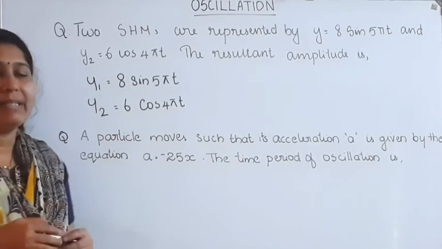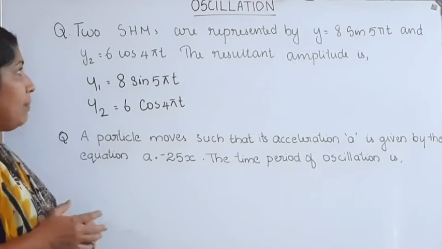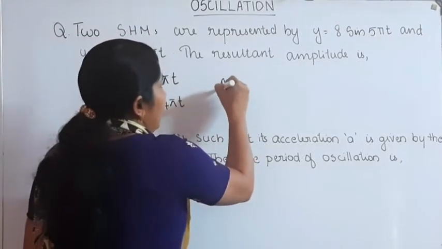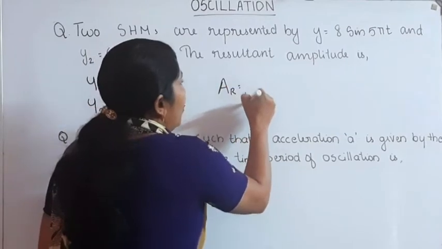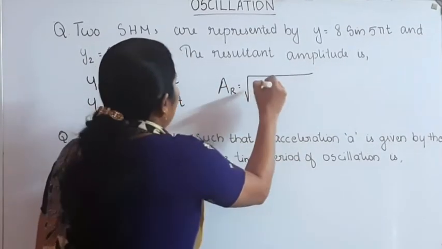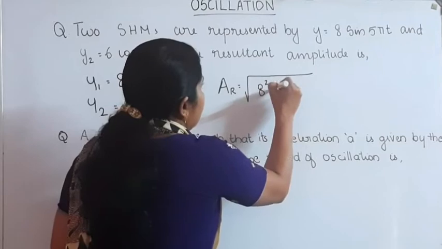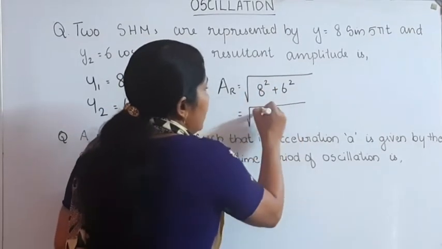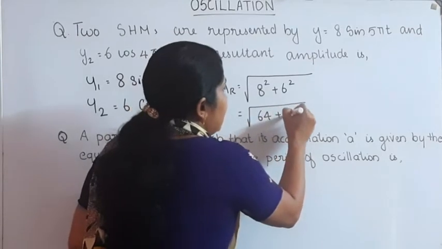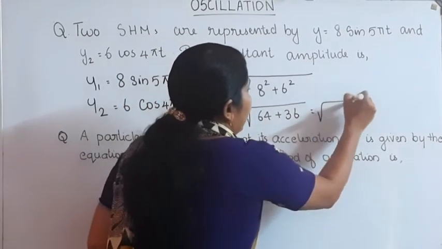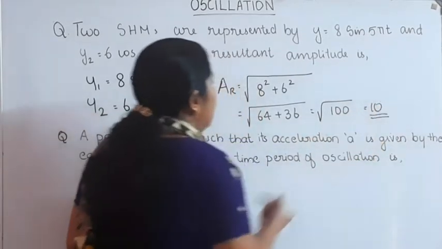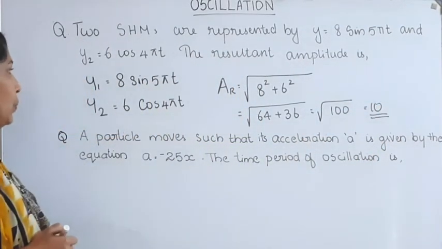So what about the resultant amplitude? Resultant amplitude A is equal to root of 8 square plus 6 square. That is equal to root of 64 plus 36, which is root 100. That's equal to 10. Resultant amplitude is equal to 10.